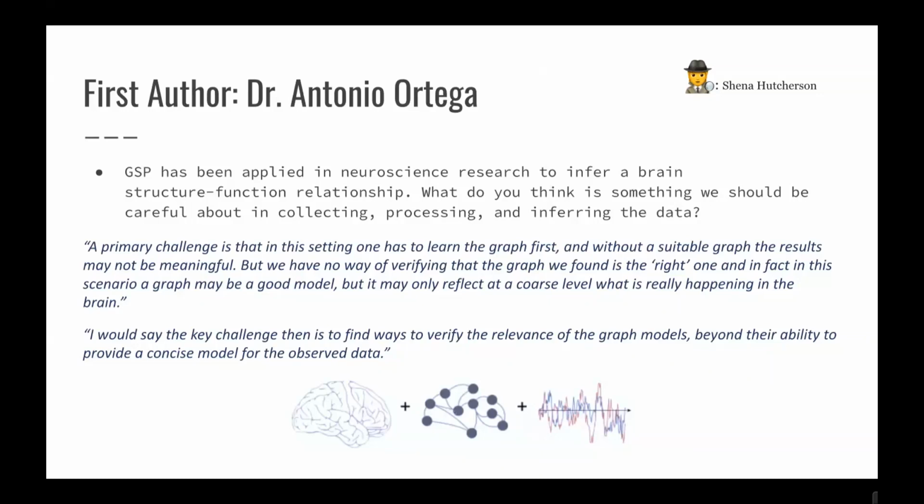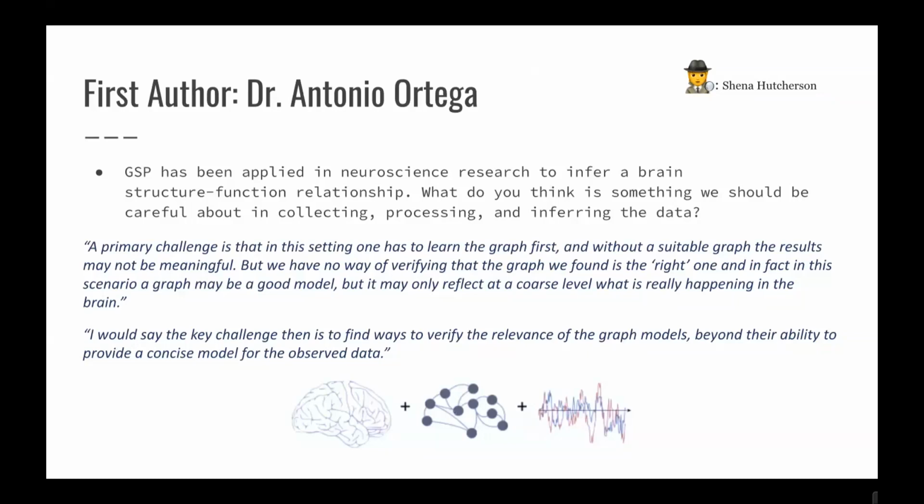But we have no way of verifying that the graph we found is the right one, and in fact, in this scenario, a graph may be a good model, but it may only reflect at a coarse level what is really happening in the brain. I would say the key challenge then is to find ways to verify the relevance of the graph models beyond their ability to provide a concise model for the observed data.